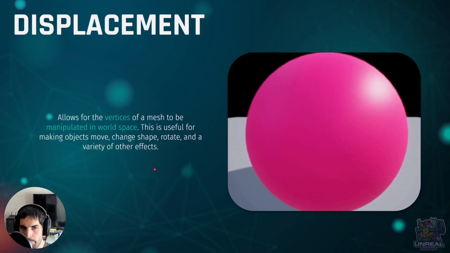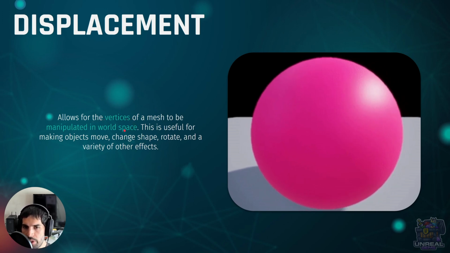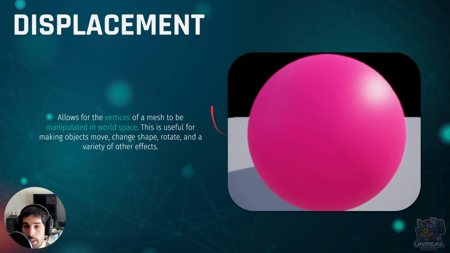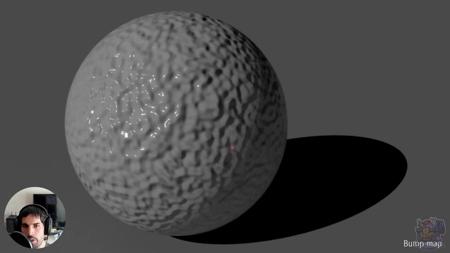Okay, so last up is displacement. Here we use the height map to displace the vertices of a mesh in world space. So this is quite cool because it has proper intersections and you can animate objects using the vertex shader, which is quite cool because it is really cheap. So you can see that you can make objects move, change shape, rotate, etc. So just bear in mind that this is quite powerful.